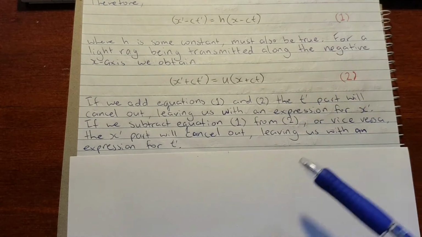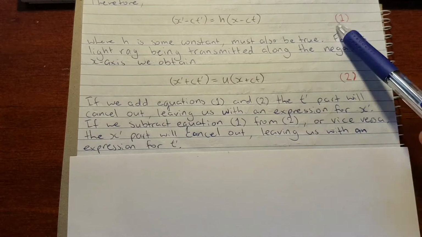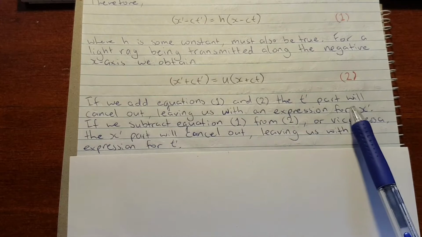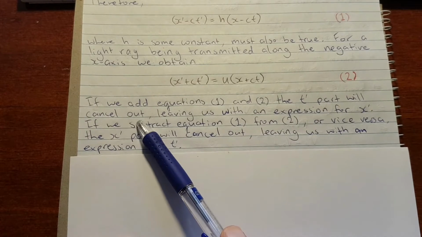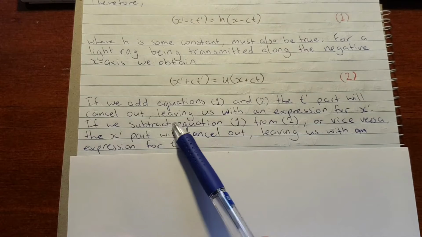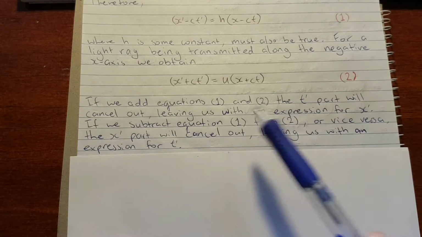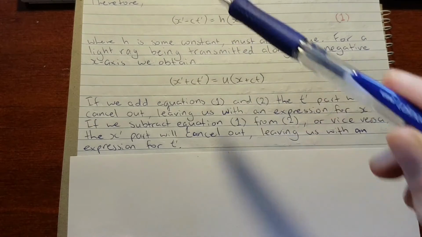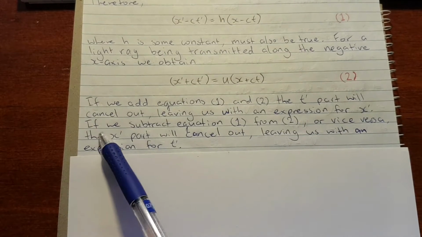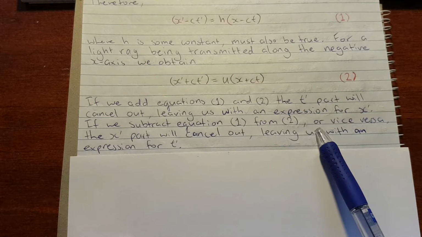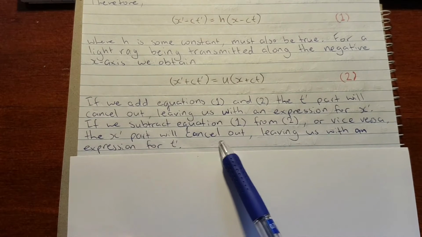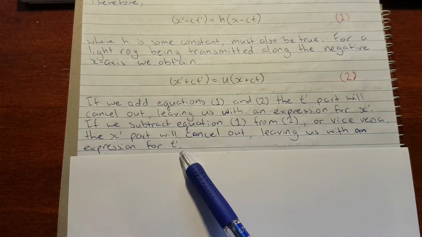So, if we add equations 1 and 2, which I've labelled here 1 and 2, the t primed part will cancel out, leaving us with an expression for x primed. Notice there's a minus sign here and a plus sign here, so these terms will cancel out if we add them. If we subtract equation 1 from equation 2, or vice versa, the x primed part will cancel out, leaving us with an expression for t primed.